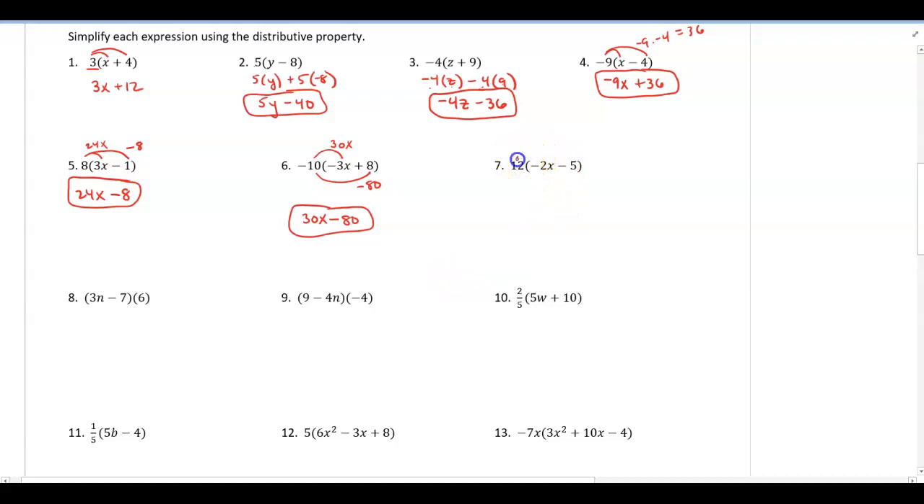So 12 times negative 2x would be negative 24x. 12 times negative 5 would be negative 60. So if we write this in standard form, negative 24x minus 60. And we are done.